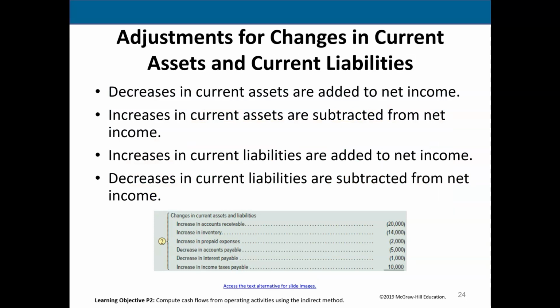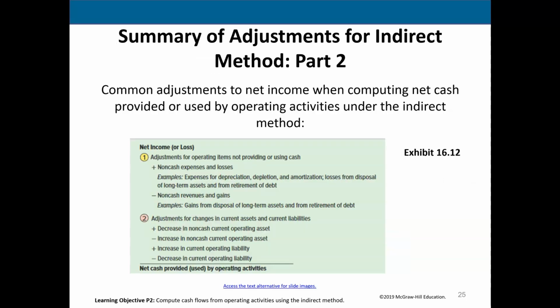Okay, so now we're still working with the operating section of the cash flow statement, and this is just the same that was in the slide a couple slides ago. This is just the increase and the decrease of current assets and liabilities. Here's another sheet that you might want to have with you when you're working on your cash flow statement.